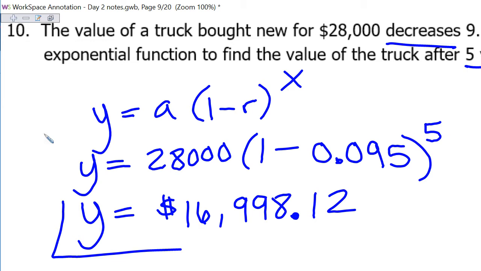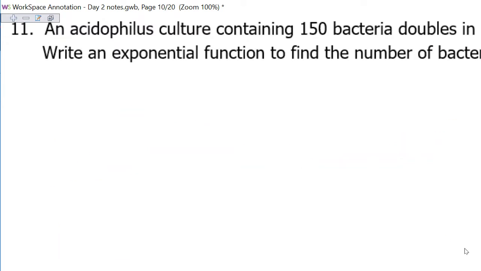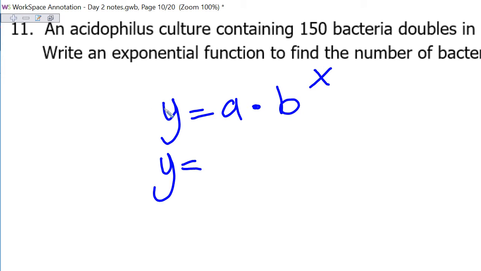Number 11. Let's see, an acidophilus culture containing 150 bacteria doubles in population every hour. Write an exponential function to find the number of bacteria after 12 hours. Does this one have a percentage rate? No, so this is just going to be y equals a times b to the x power. So no percentage rate, it's just the exponential function. Y equals a times b to the x power, where a is your starting amount. So how much bacteria did we start with? 150. And then b is going to be our growth factor.